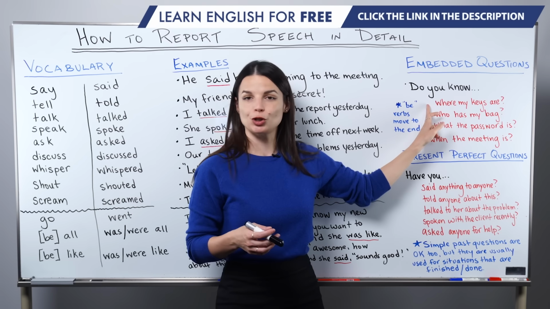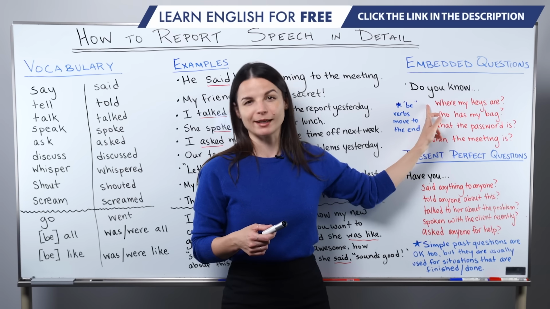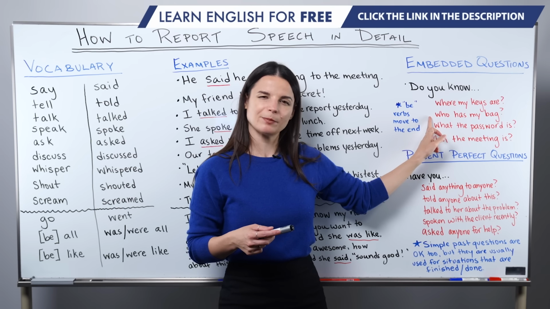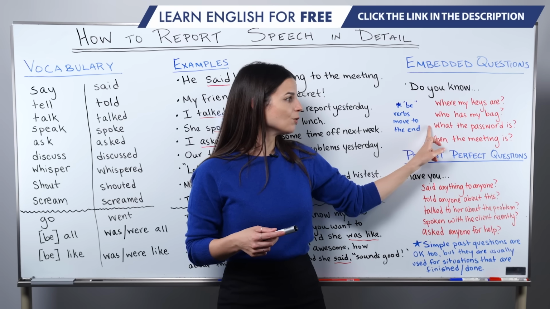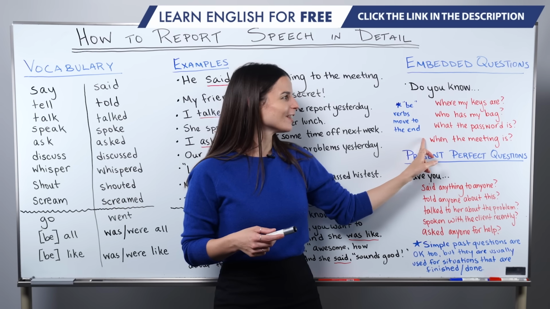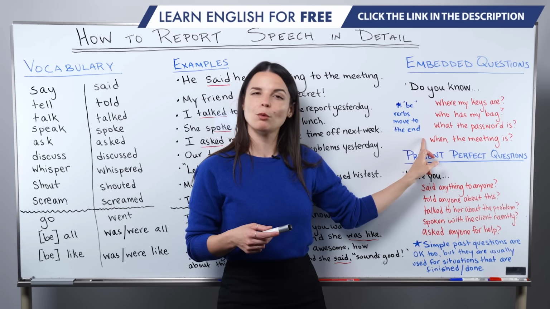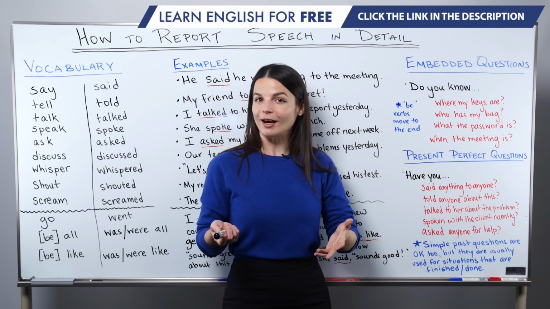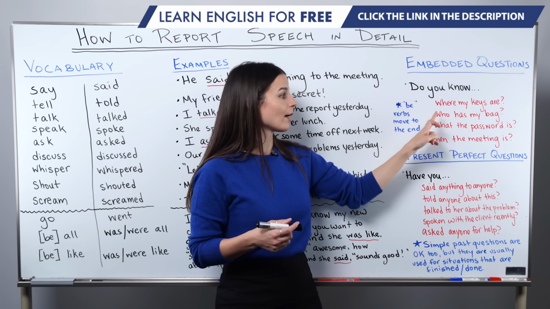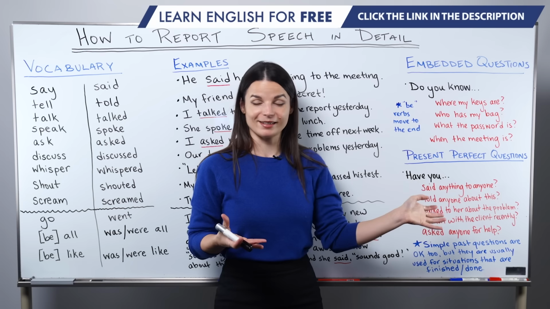For example, do you know where my keys are? Or do you know who has my bag? Or do you know what the password is? And one more, do you know when the meeting is? So you can see a pattern here, maybe. These start with these WH questions: where, who, what, when in this case.